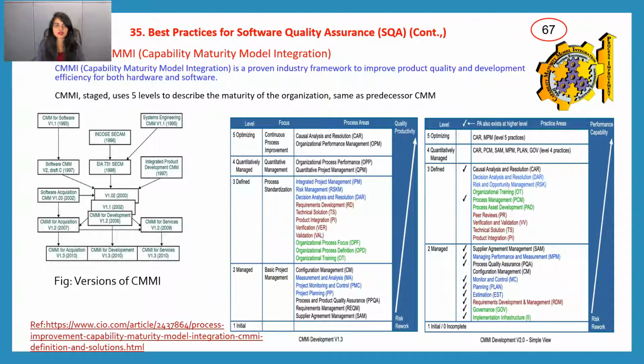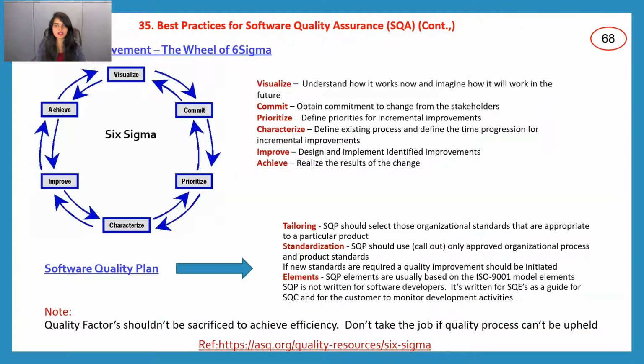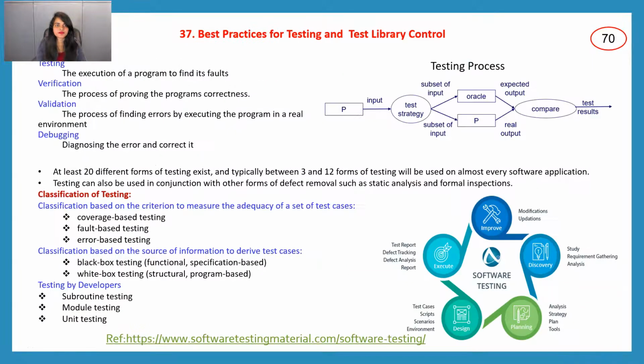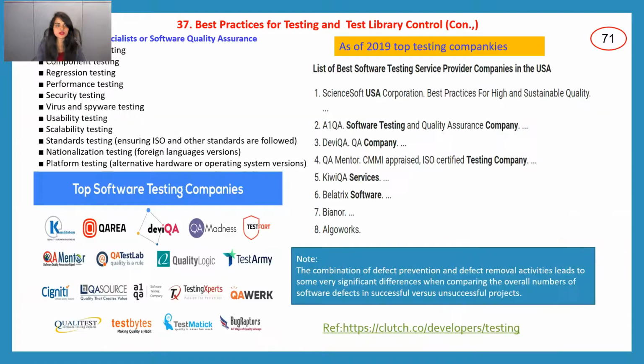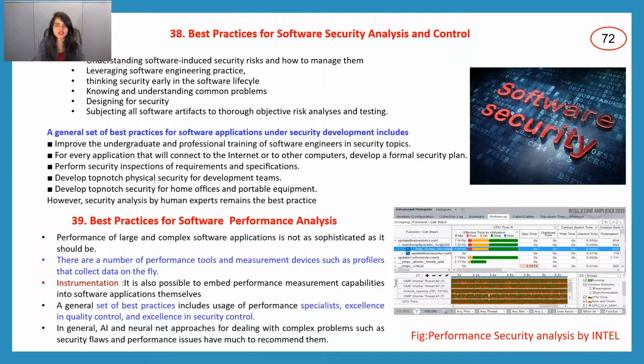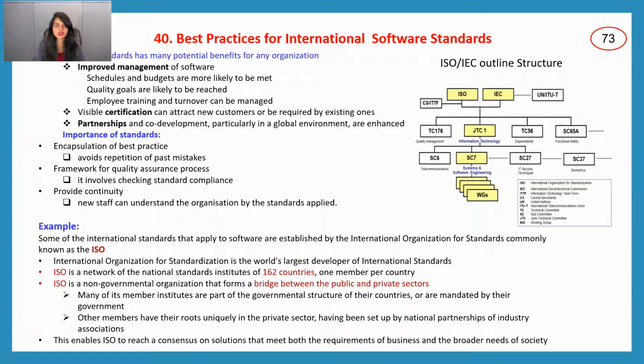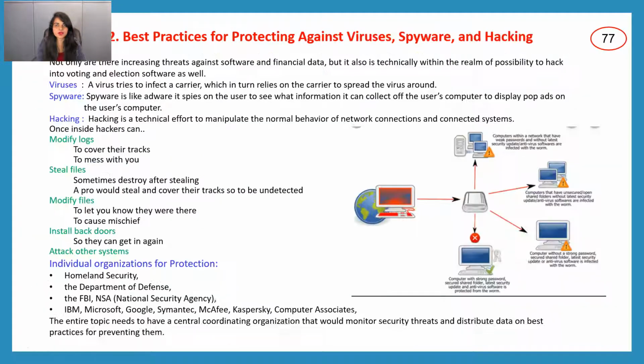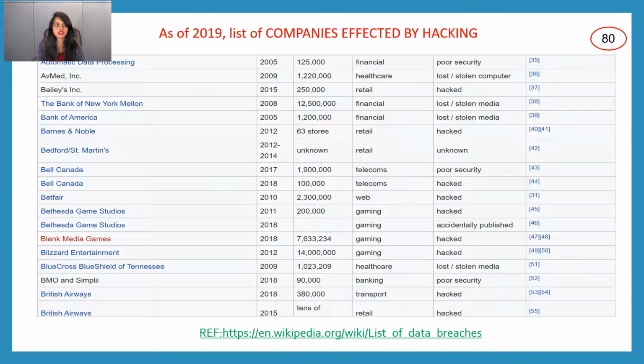And best practices for software quality assurance. Here I have discussed CMMI and Six Sigma, or the best software quality products, and testing and test control libraries. Software security analysis is also very important in order to save our data, and we need to maintain international software standards. And best practice for protecting intellectual property in software, and we need to protect against viruses, spyware, and hacking.